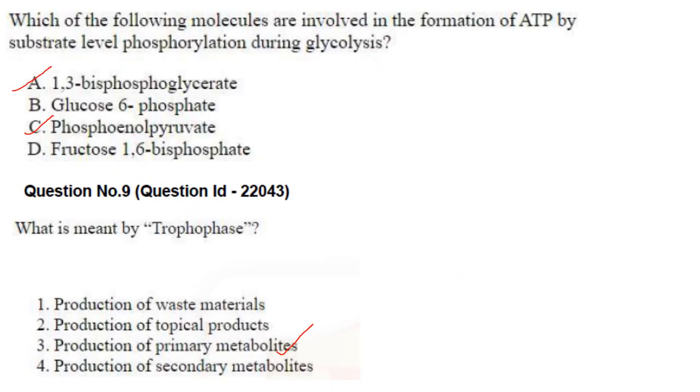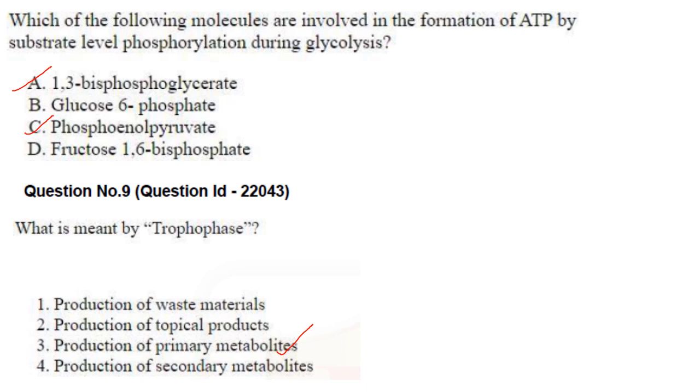Then next one. Which of the following molecules are involved in the formation of ATP by substrate level phosphorylation during glycolysis? So substrate level phosphorylation is the process of forming ATP from ADP and a phosphorylated intermediate. In glycolysis, the steps like 1,3-bisphosphoglyceric acid giving rise to 3-phosphoglyceric acid, and phosphoenol pyruvate giving rise to pyruvate are the steps where substrate level phosphorylation is taking place.